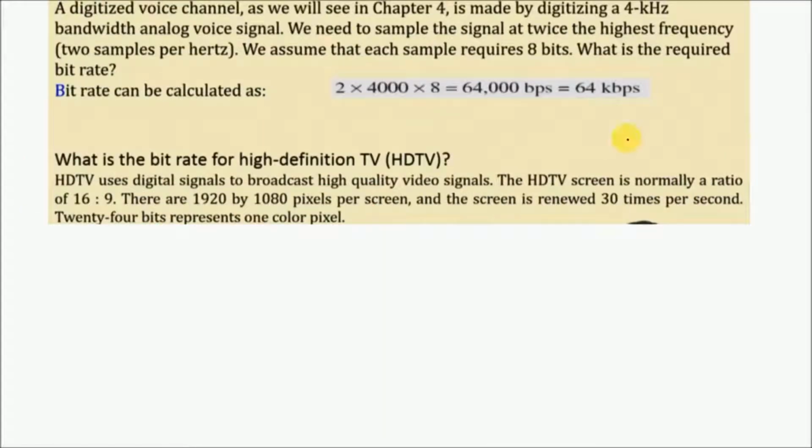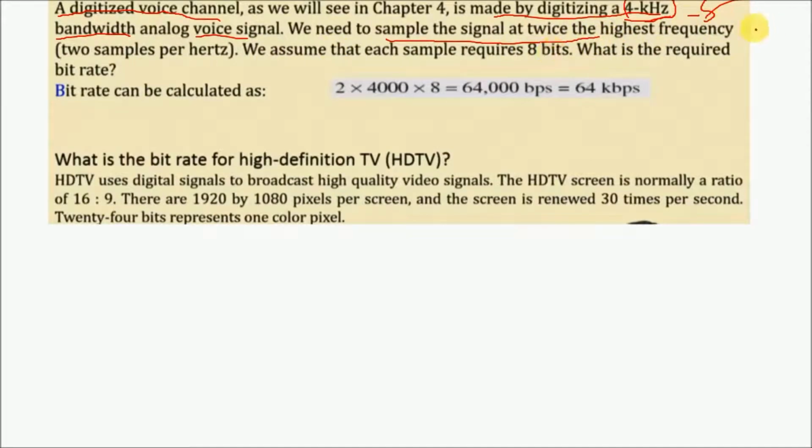So the next problem is that a digitized voice channel is made by digitizing a 4 kilohertz voice signal. This is the frequency, or bandwidth. Along the voice signal we need to sample the signal at twice the highest frequency. So this is the sample rate. The sample rate is 2 times the highest frequency.